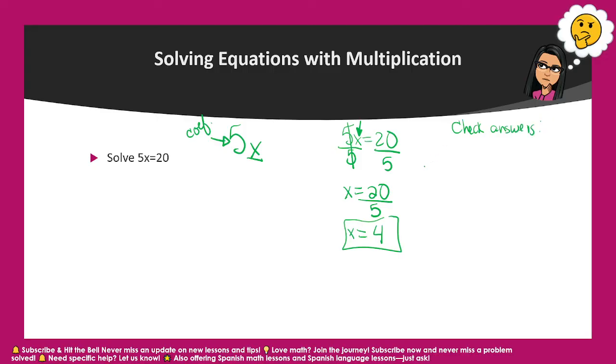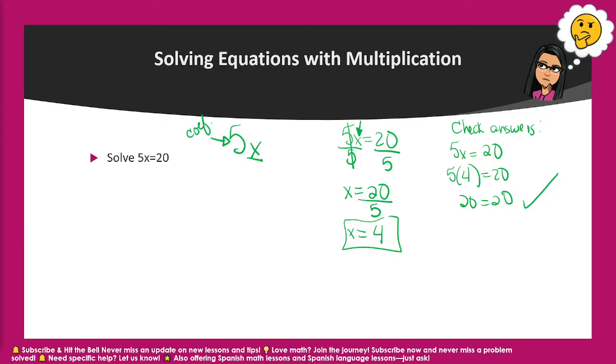So what am I going to do? I'm going to check my answer with the original equation. 5x equals 20. I'm going to substitute x with 4. So 5 times 4 equals 20. Is 20 equal to 20? Yes, so we are correct. So that means that the value of x, when we solved x, is 4. Okay, so remember, always you have to check your answers.